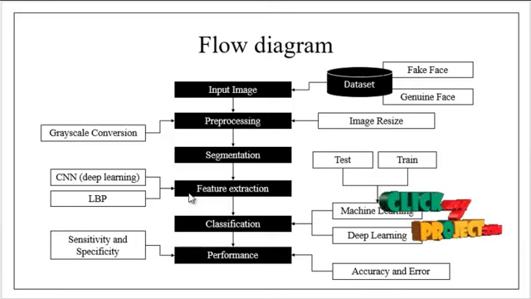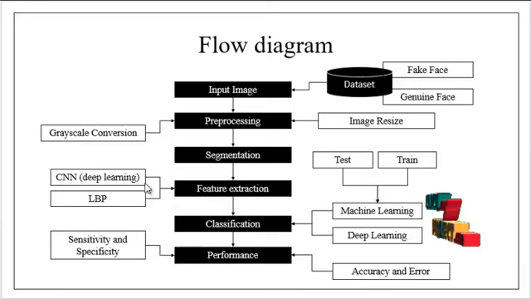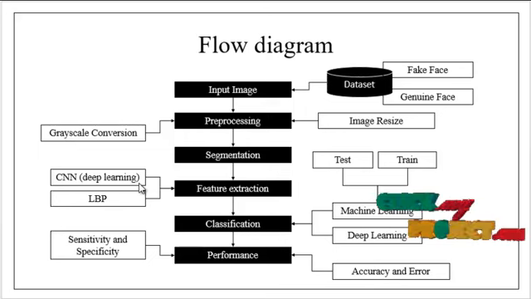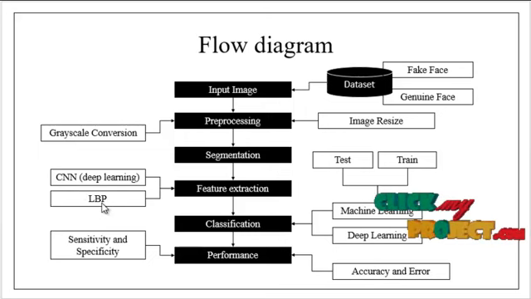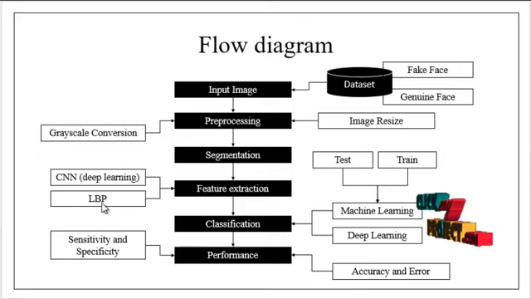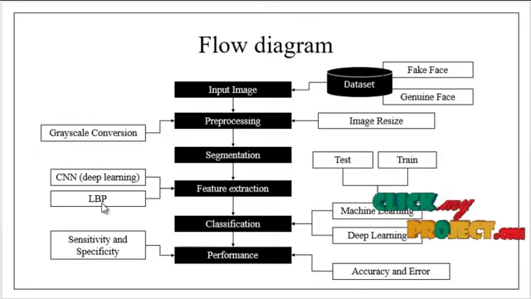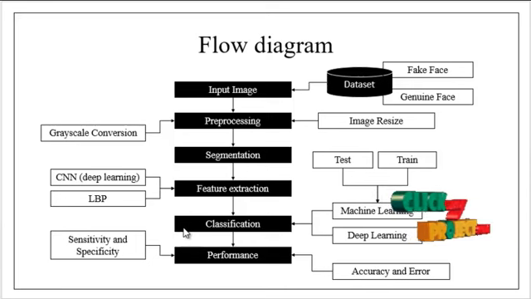In this feature extraction, two kinds of features will be extracted by using machine learning as well as deep learning. So the CNN belongs to the deep learning method and the LBP belongs to the machine learning method. These two methods are combined to extract the features from the images. After extracting the facial features from the images, the classification will be carried out.